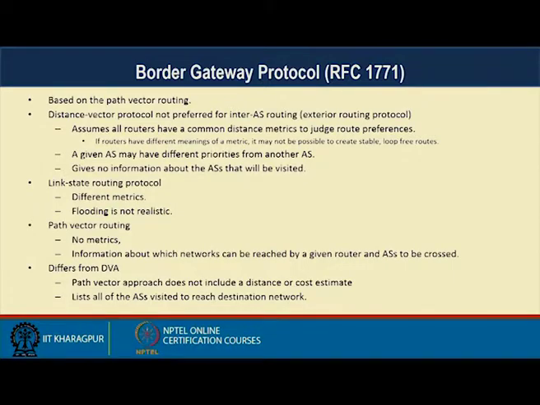In path vector, there is ideally no such metric. You have a sequence of paths which is looked into. Information about which networks can be reached by a given router, or which ASes need to be crossed, is the only thing. It differs from the distance vector algorithm in that the path vector approach does not include distance or cost estimation. It is more of the path, given sequentially, based on the attributes, listing all the ASes visited to reach the destination network. So, it basically gives an ordered list.